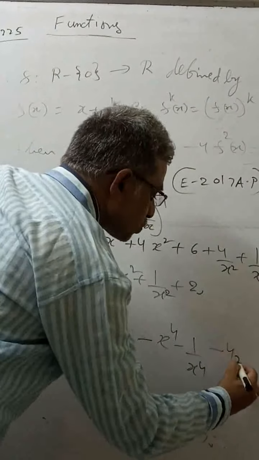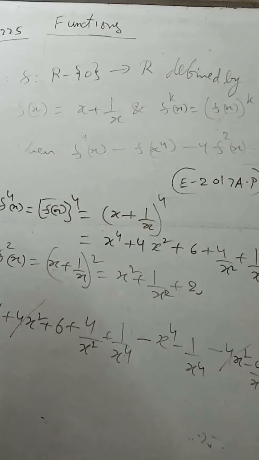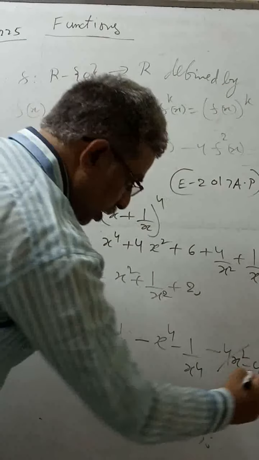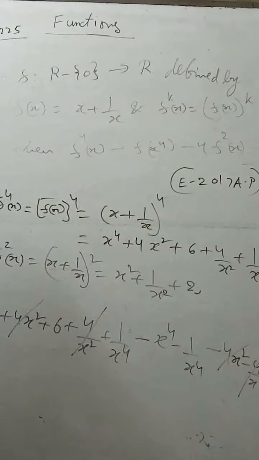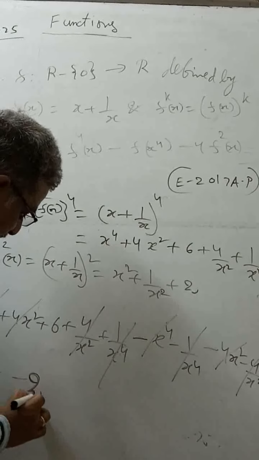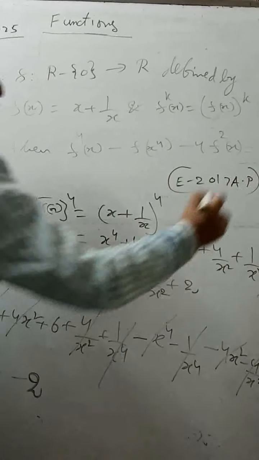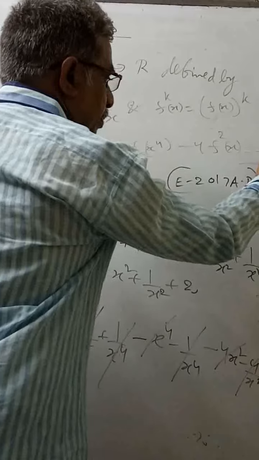So cancel whatever is going to get cancelled. 4x square, 4x square. Next 4 by x square, 4 by x square. x power 4, x power 4. 1 by x power 4, 1 by x power 4. Everything got cancelled except 6 minus 8. So our final value is 6 minus 8, which is minus 2. So the value of this is simply minus 2.